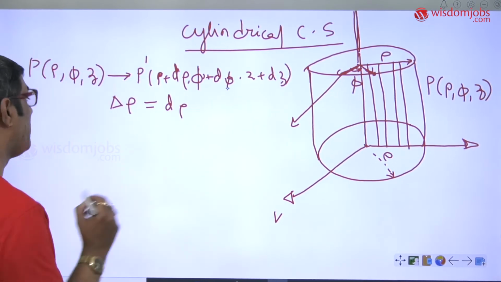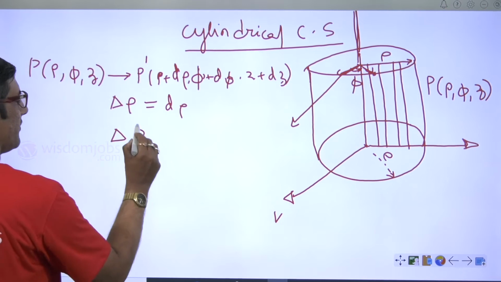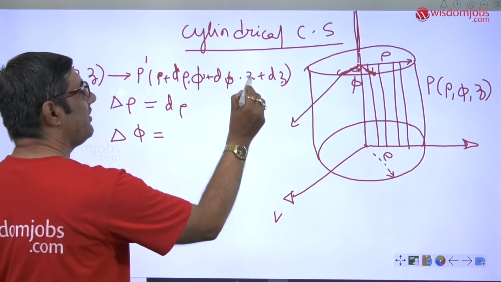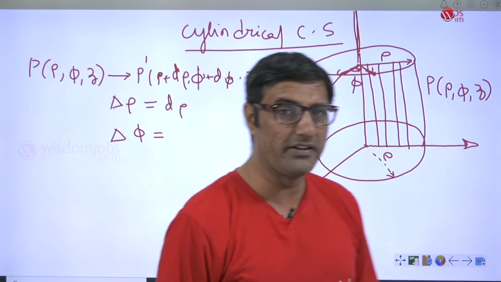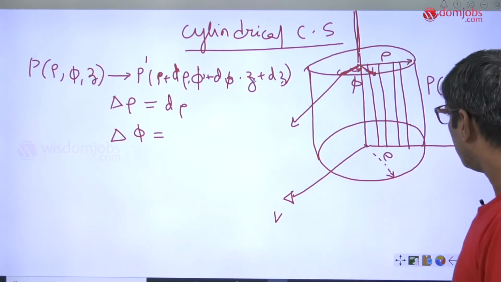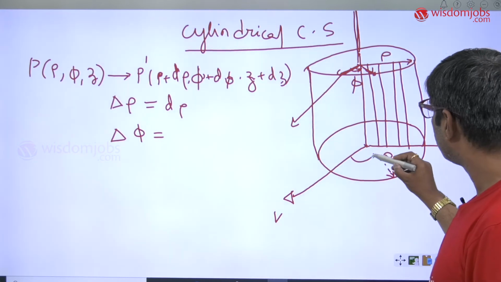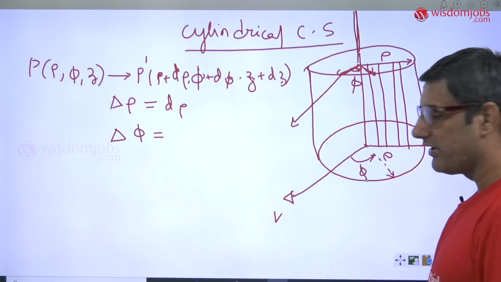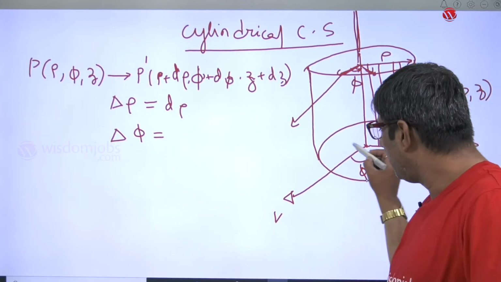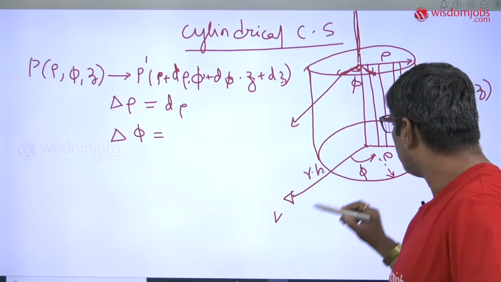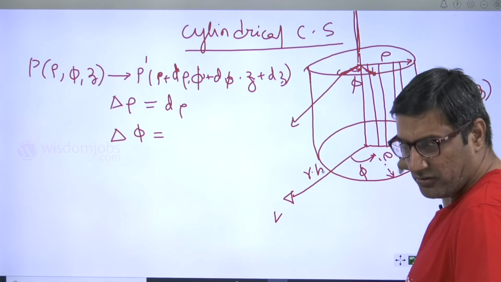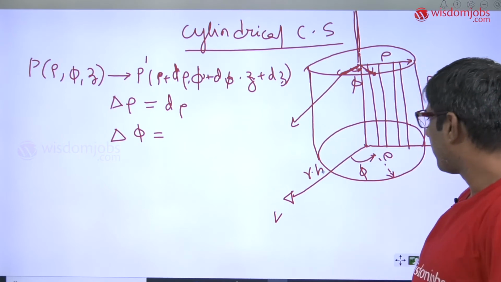Okay, and coming to delta phi. So now let us evaluate the increments in phi direction. Now how to determine the increment in phi direction is very important. As I told you, this angle is phi. So what is phi actually? Phi is the angle measured from the reference horizontal. So this is your reference horizontal with respect to phi, with respect to the radius vector. So rho is the radius vector here.